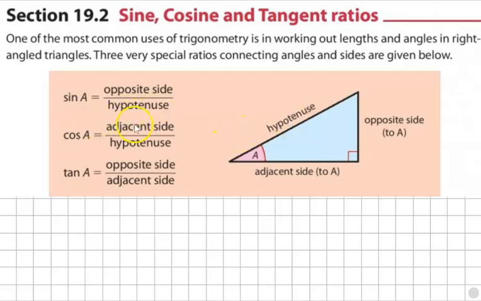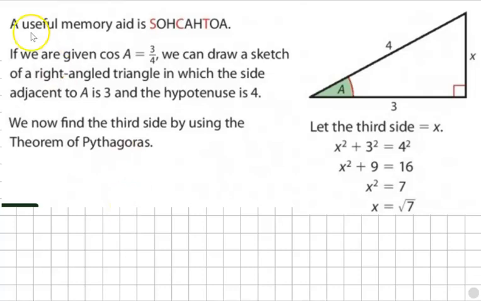Cos A is equal to the adjacent side divided by the hypotenuse. So cos A will be equal to the adjacent, which is the other side, so it's not the opposite and not the hypotenuse, divided by the hypotenuse, divided by the longest side. And tan A is equal to the opposite side divided by the adjacent side. So tan A is equal to the opposite side, opposite to the angle, divided by the adjacent. A useful memory aid is SOHCAHTOA.